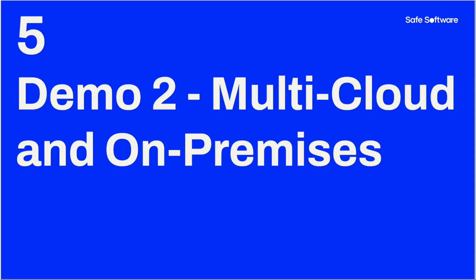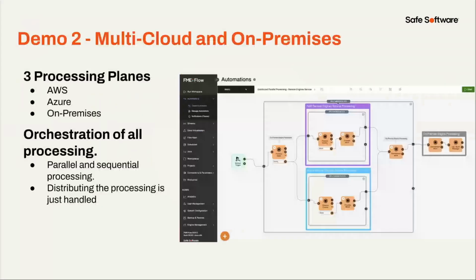So really, really powerful. The second demo is going to show how powerful remote engine service is with automation. This one, we're going to use automations. And this is where the control plane shows the power. Because as many of you know, automations has the ability to launch things in parallel and then make sure things are finished before doing sequential parts.